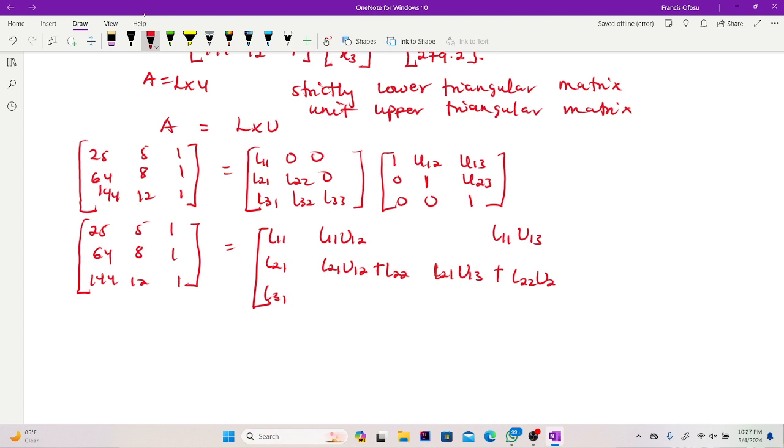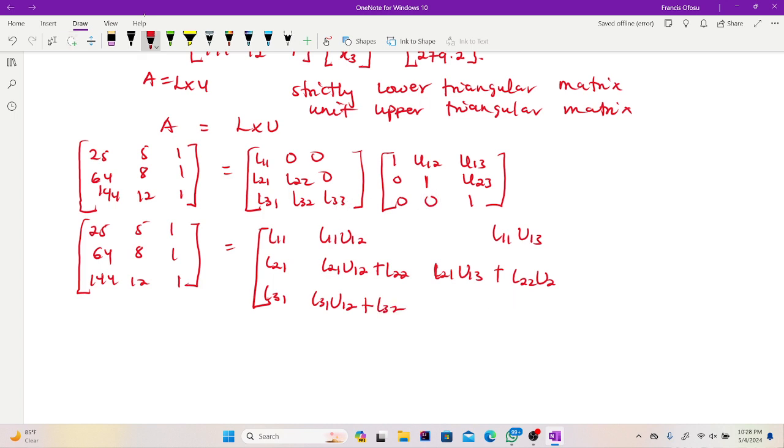Let me come to the second part. So this also multiplies the second column, and I'll get L31 by U12. L31 by U12 plus my L32 here will multiply 1, and I'll get L32. But this L32 multiplied by 0 will be 0.